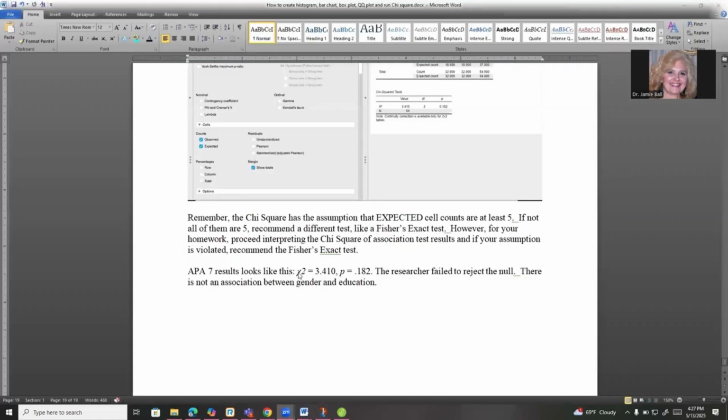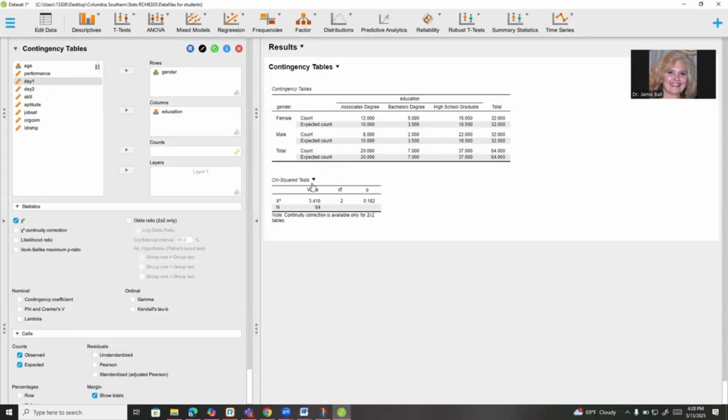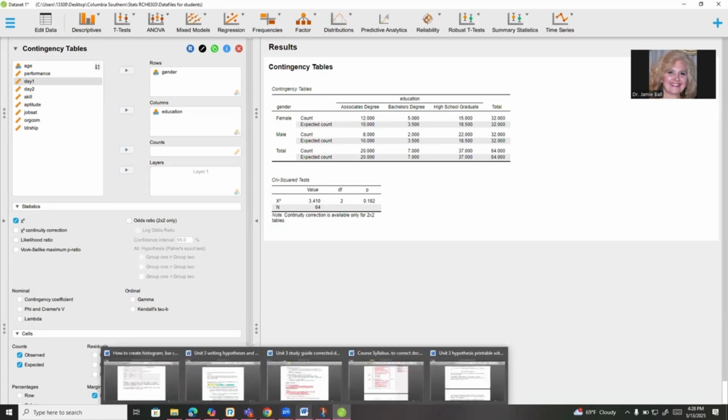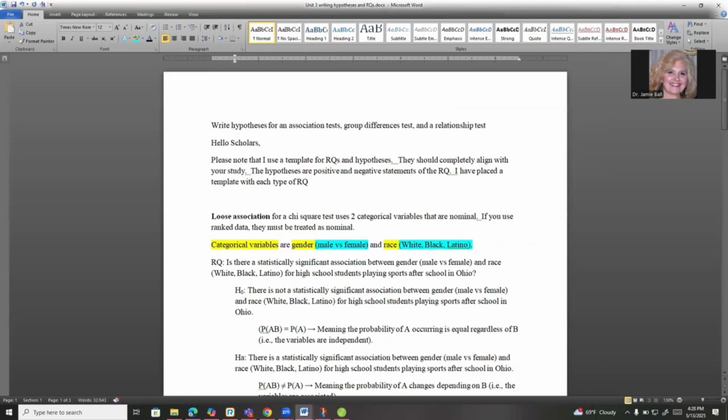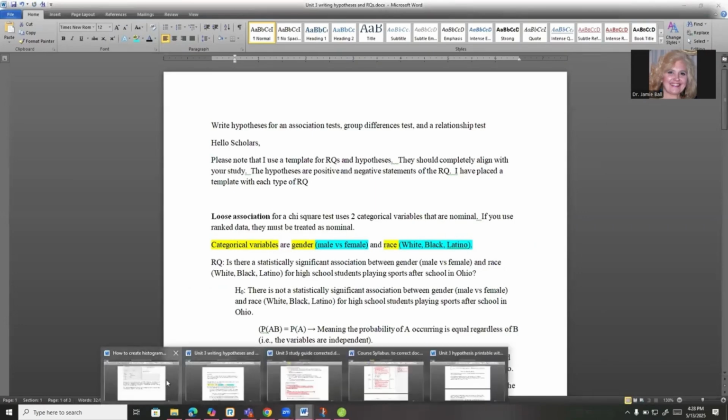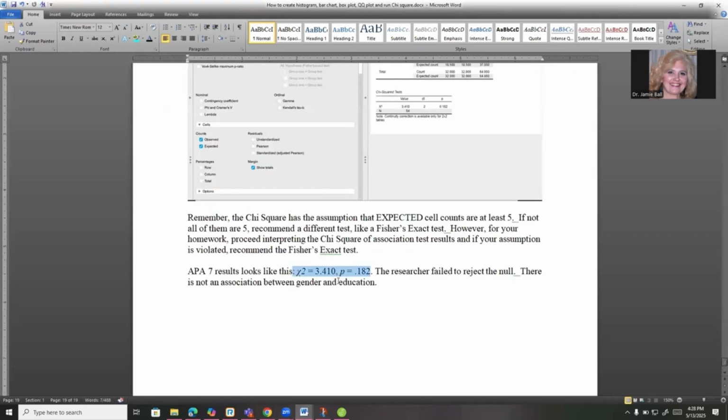Okay, so if I wanted to write that in APA 7, right here is what I call the number sentence. It's not actually a number sentence, but x squared. Okay, so chi-squared, x squared, equals, and that's the test statistic. And I got that right here under value of chi-square on the test. Okay, and then, let's see, I put the p-value, so it's comma, P for probability, remember? P equals 0.182.